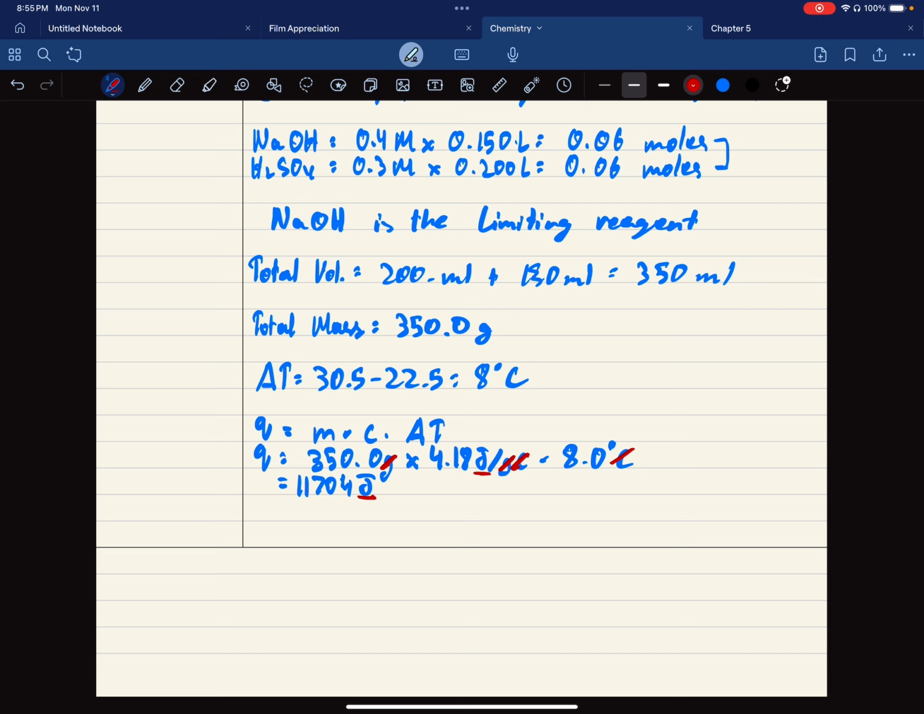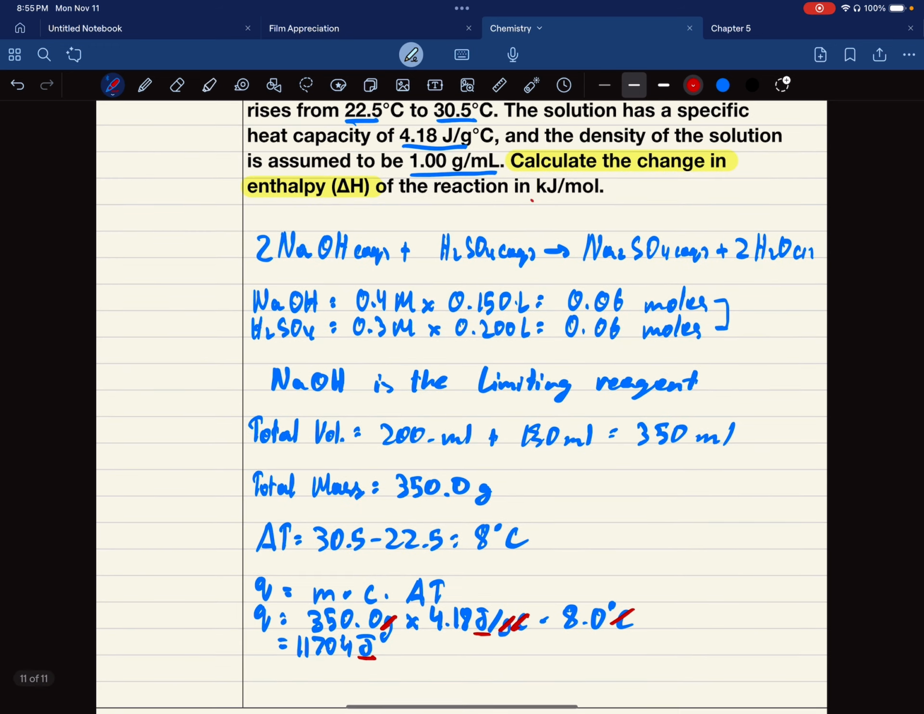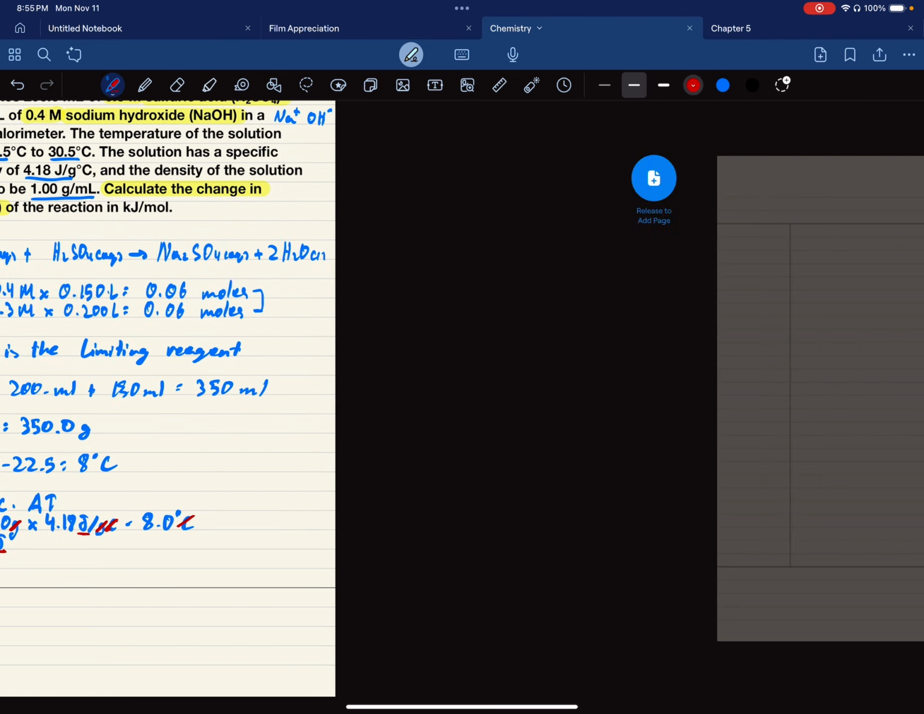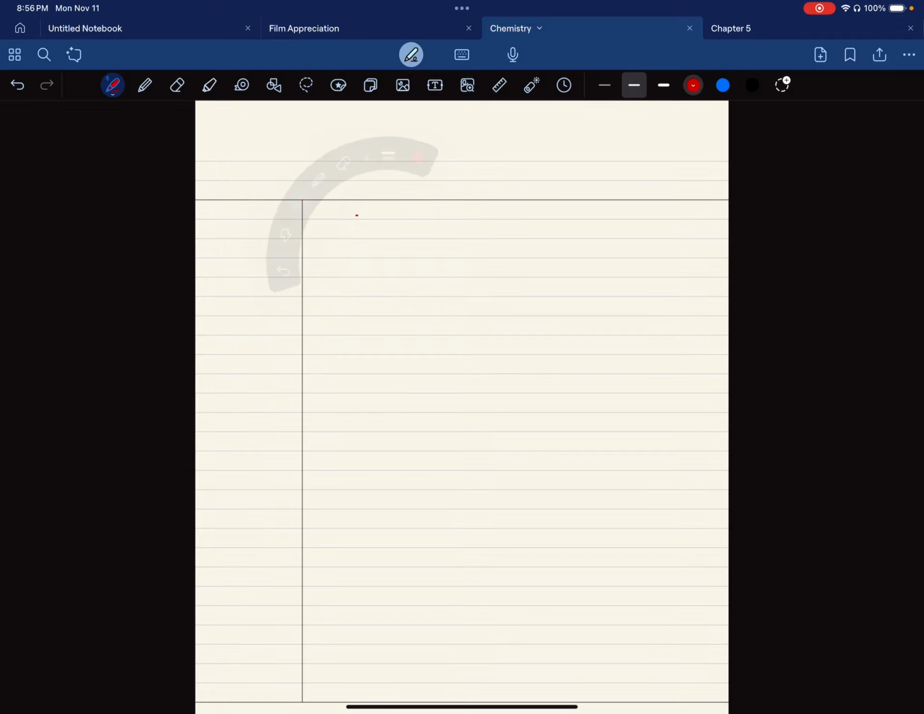So this is joules. Our answer is supposed to be in kilojoules per mole, so we need to convert this over. We can just do that on the other page. So 11,704 divided by 1,000 gives us our Q, which is going to be 11.704 kilojoules.